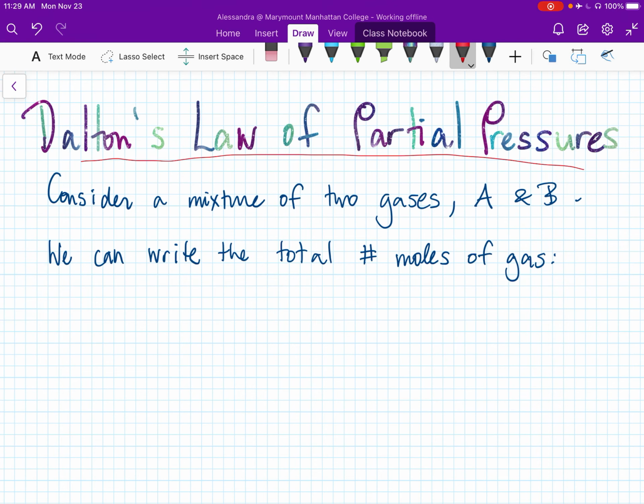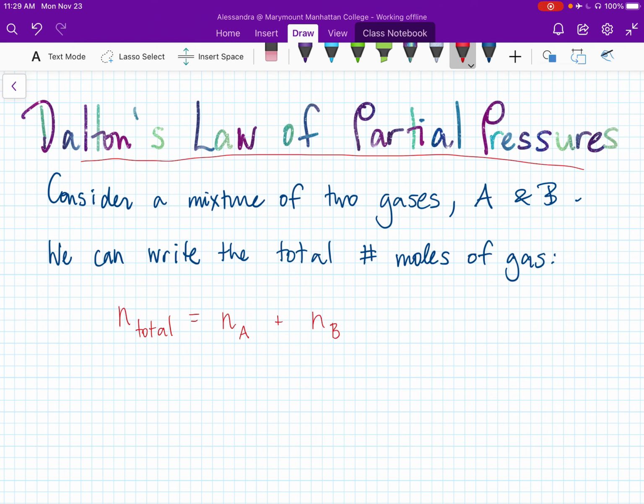We can write the total number of moles of the gas as N total. So N is the number of moles and N total is the total number of moles of all gases. So the total here is going to be the number of moles of gas A plus the number of moles of gas B. All right, that's simple.